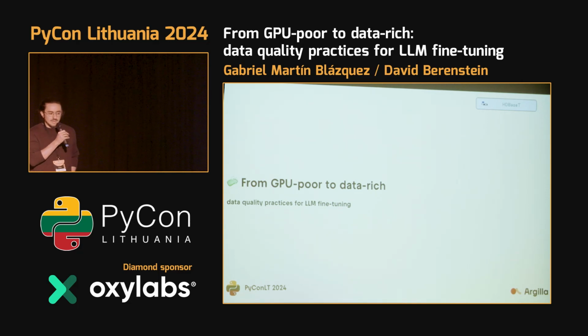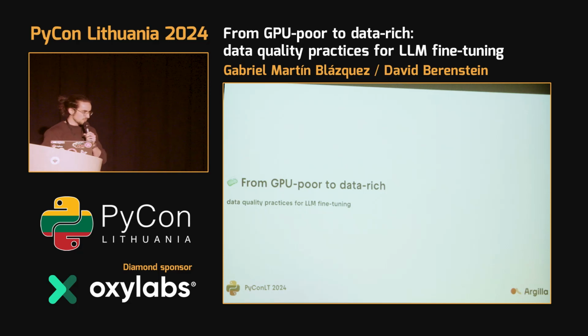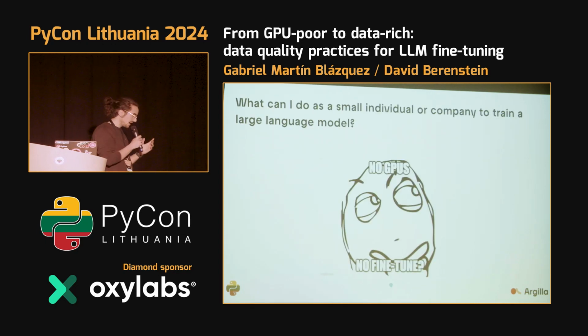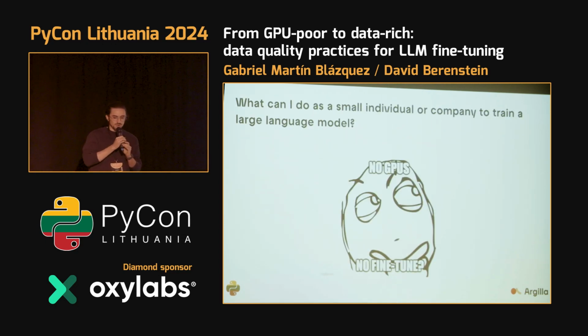And yeah, if you don't know, LLMs are large models that can work with natural languages like English, Spanish, or even Lithuanian, as we have seen in some other talks. And you usually need a few GPUs to train those. So what are we doing as a small GPU poor company to fine-tune a large language model when we decided to become data rich? And why data rich?